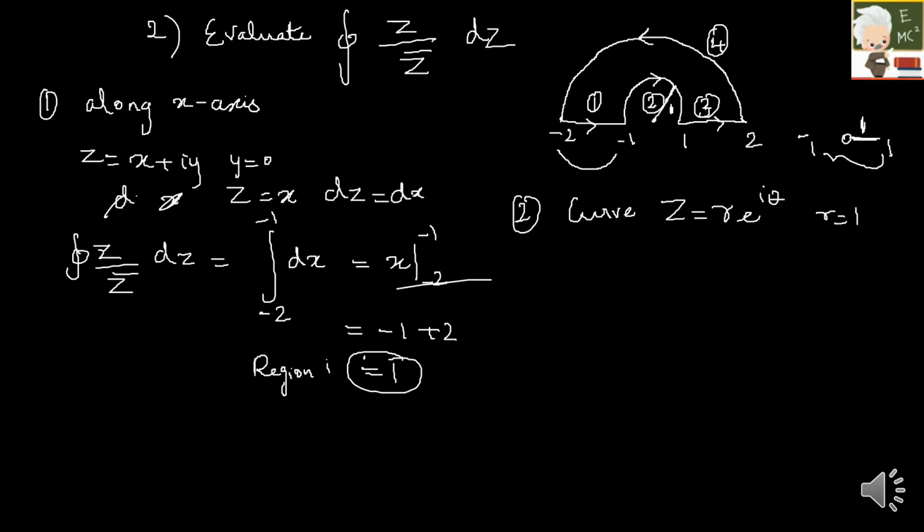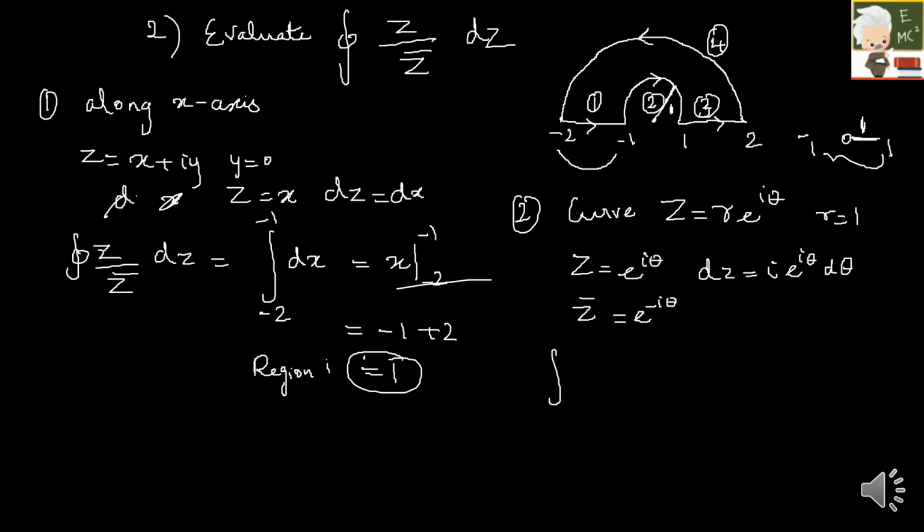So what is your z? z is nothing but e raised to i theta. dz is i e raised to i theta into d theta. And what is your z bar? z bar here is e raised to minus i theta. So we will substitute all this in our equation. And what is going to be your limits?